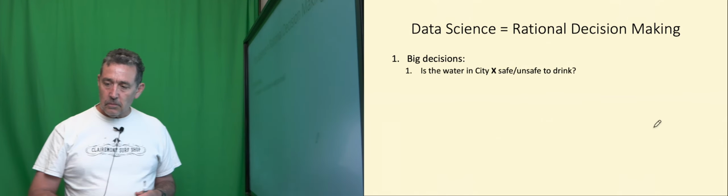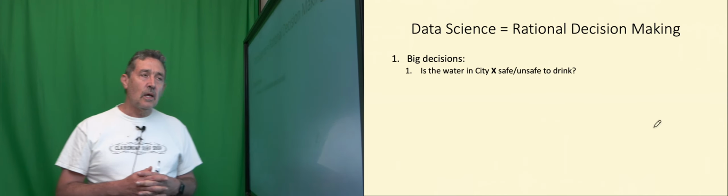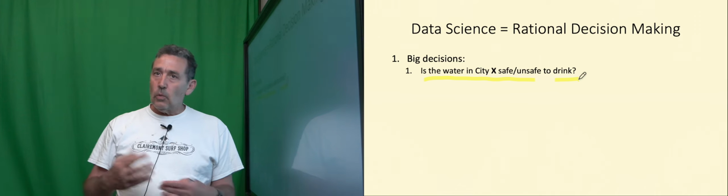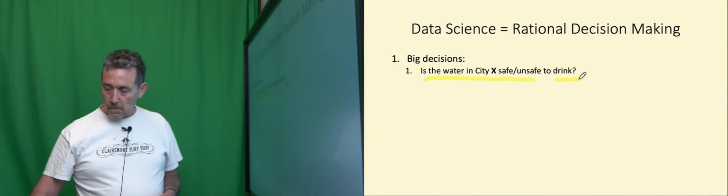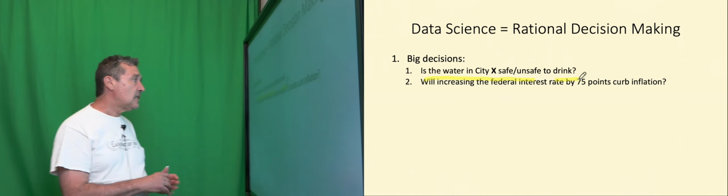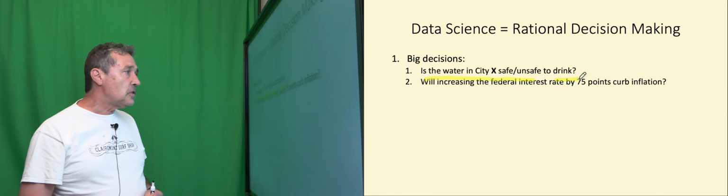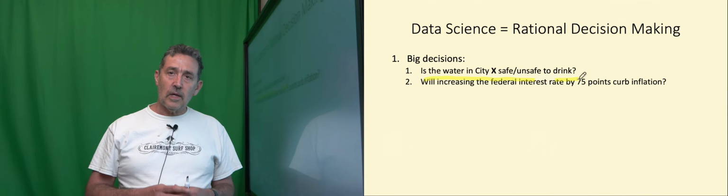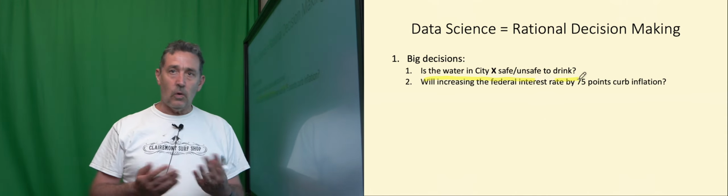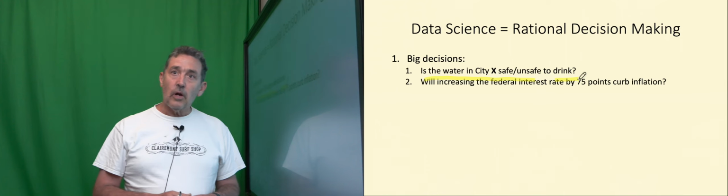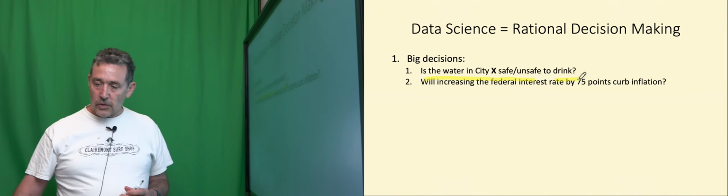What are big decisions? So one decision might be, is the water in a particular city safe or unsafe to drink? Okay, so that's a decision that is important because we would have to do something if the water is unsafe. Another question that is now very relevant is, will increasing the federal interest rate by 75 points, let's say, curb inflation in the United States? Okay, so that's a prediction that is super important to the whole economy. And the Federal Reserve people have to decide how to do that or how much to increase the rate at this point.